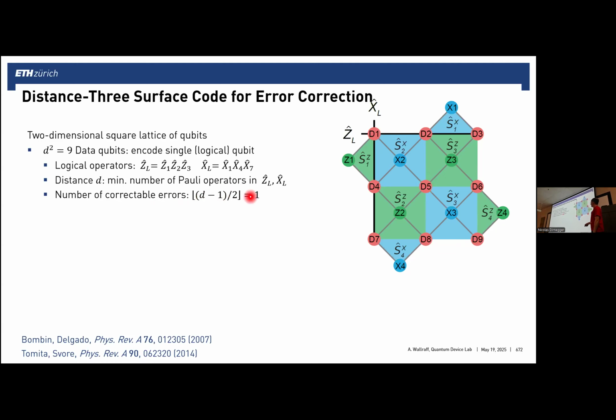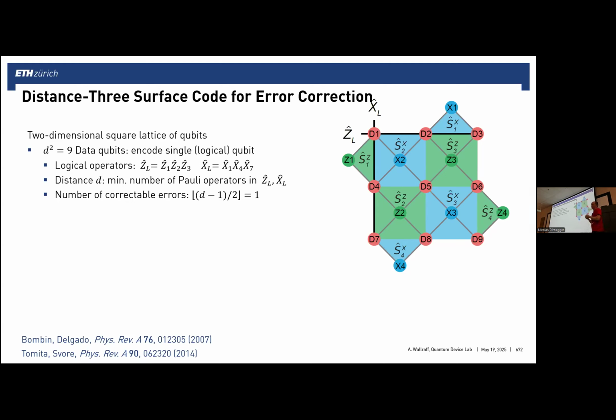So if d is 3, you can correct any single error that might occur on any of the data qubits, or any of the auxiliary qubits. It can also correct some errors that might occur on multiple qubits, but it cannot correct all of the possible 2-qubit errors. So this code will fail if errors occur simultaneously on 2 qubits.